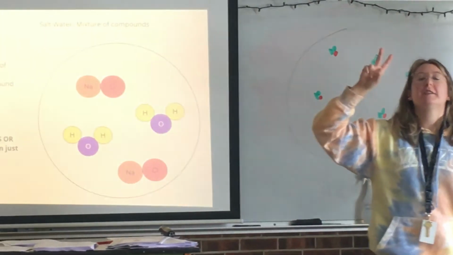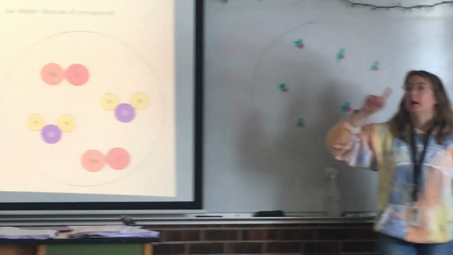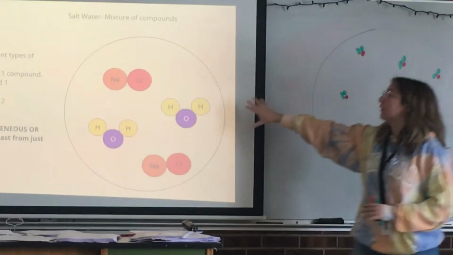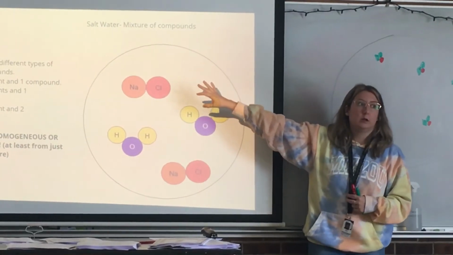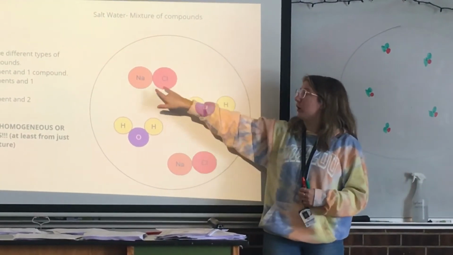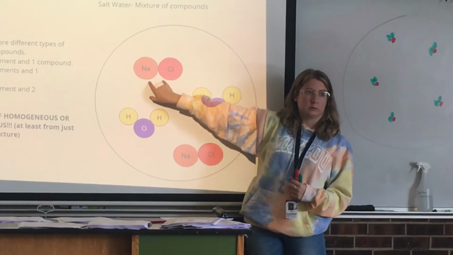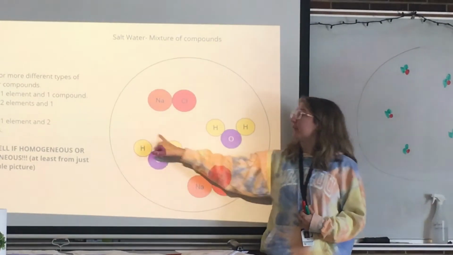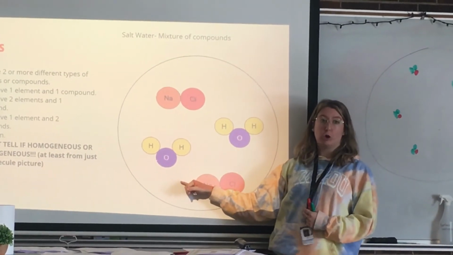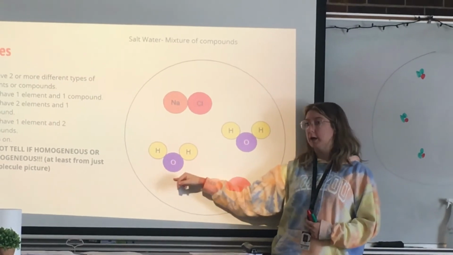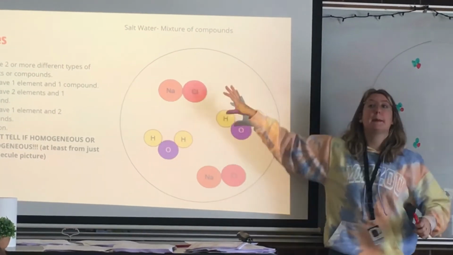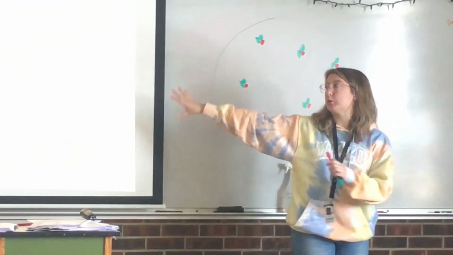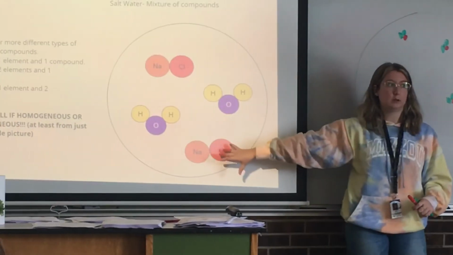We have 2 different types of molecules. Since we have 2 different types of molecules, is this a compound or an element? Compound. How do you know? 2 different types, 2 different colors. Is this a compound or an element? Compound. How do you know? 2 different colors, okay? And they're touching, right? So this would be a mixture of compounds. That is how you would describe this one, as a mixture of compounds.